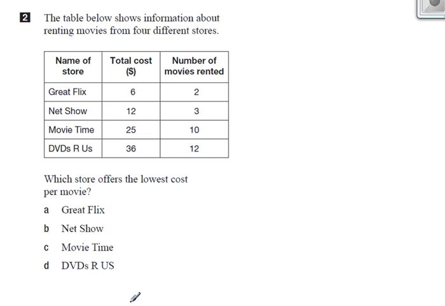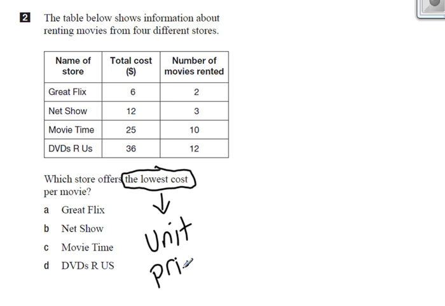It says the table below shows information about renting movies from 4 different stores. Which store offers the lowest cost per movie? So this is in a way a ratio question, but it's a very different one. So I don't even really think of it as a ratio question. This is, if we're talking about lowest cost is when you look at something called unit price. And unit price, the word unit in math means one or single.